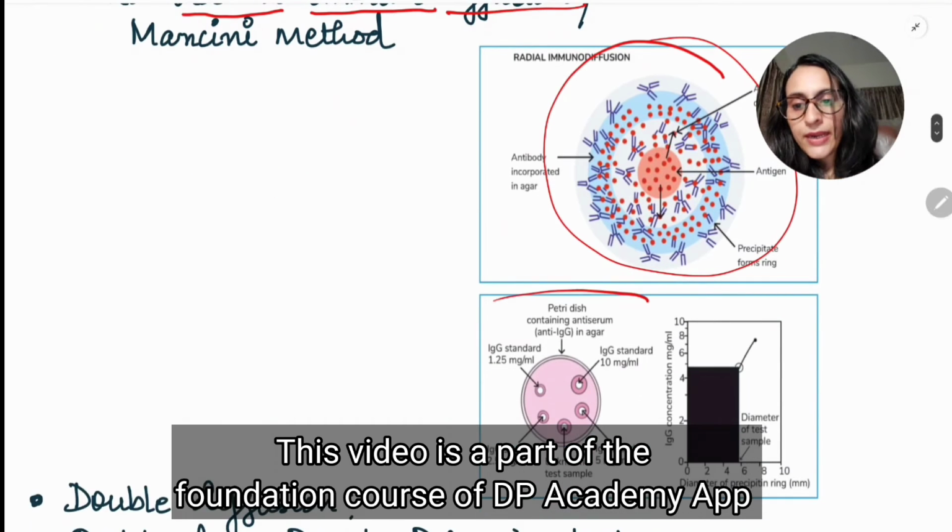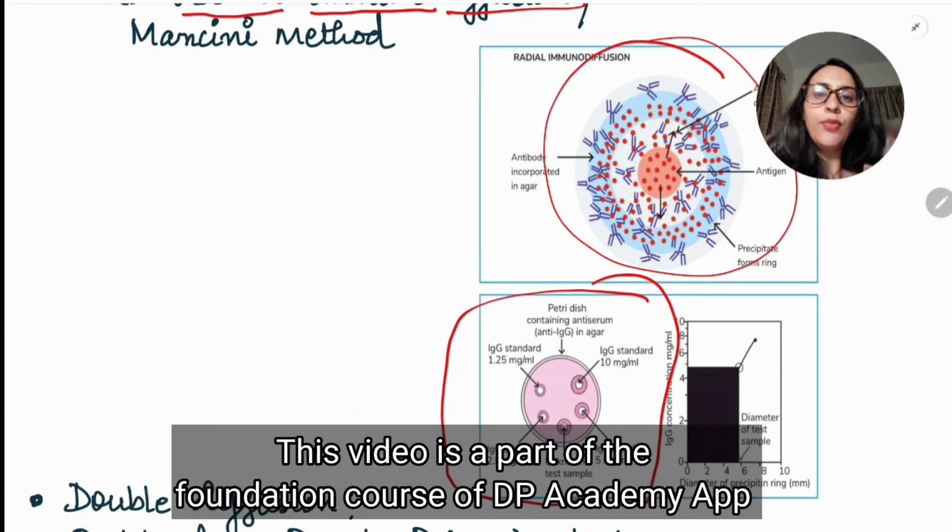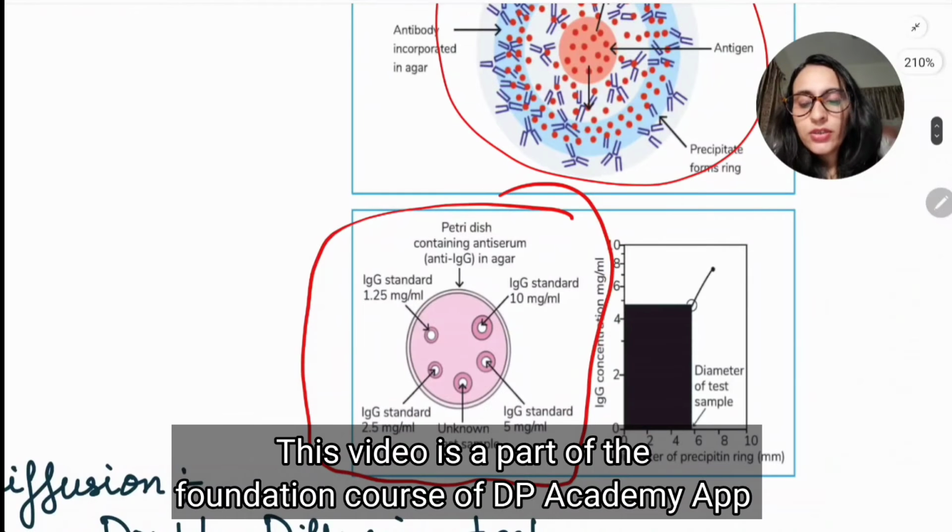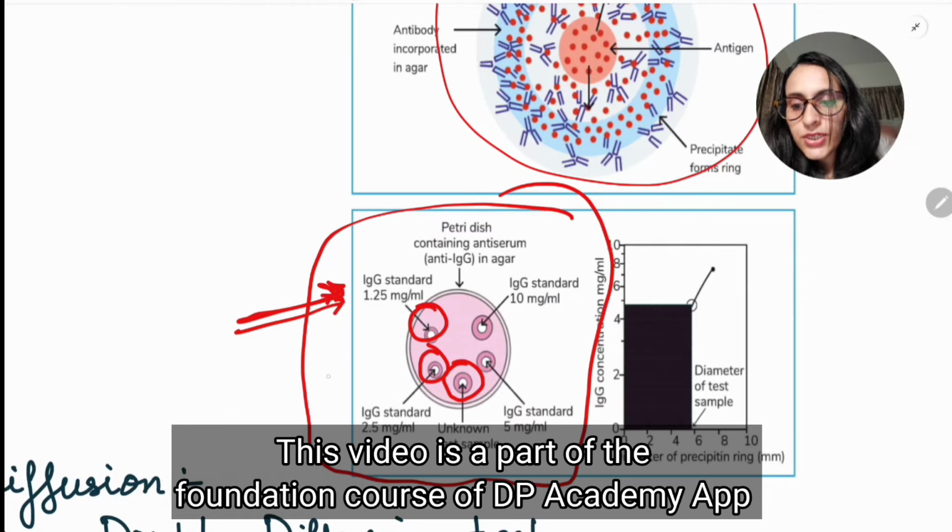You can see this is the agar plate. It contains the antibody and the antigen is in the well. So only the antigen moves, and the antigen antibody reaction shows the precipitate, because this is an example of a precipitation reaction. The precipitation rings here are of different diameters. Based on the diameter, it also gives the concentration of the antigen. You can see this one is thicker, this one is thinner, this one is more thin. So based on this, it can tell about the concentration of different antigens and antibodies.